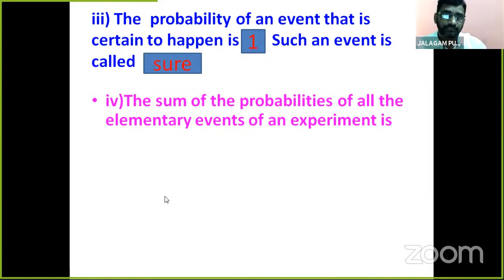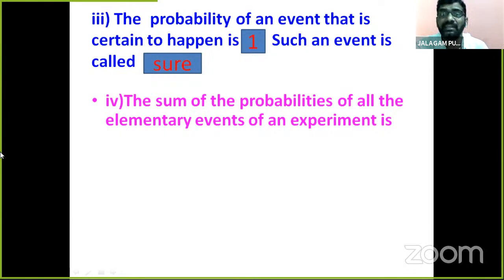Next one, children. The sum of the probabilities of all the elementary events of an experiment is, already we discussed. If we toss a coin, getting a head is 1 by 2, getting a tail is 1 by 2. So add these, 1 by 2 and 1 by 2, how much? 1.